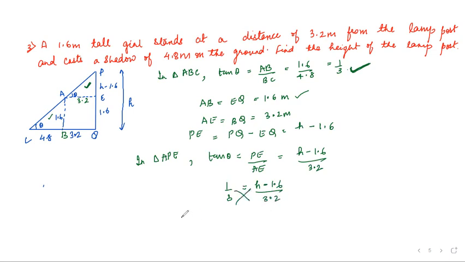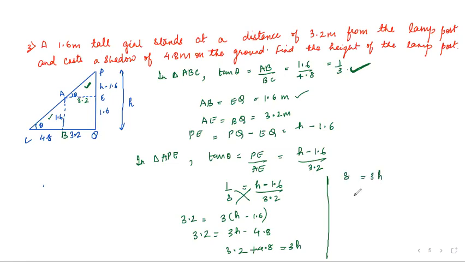We can cross multiply. 3.2 is equal to 3 into (H minus 1.6). 3H minus 3 into 1.6 is 4.8. So minus 4.8, I will transpose it to the other side. So 3.2 plus 4.8 is 8, which is equal to 3H. So 8 by 3 is the height of the lamp post, or we can just write 2 2/3 meters in mixed fraction. So this is the height of the lamp post. I hope this is clear.